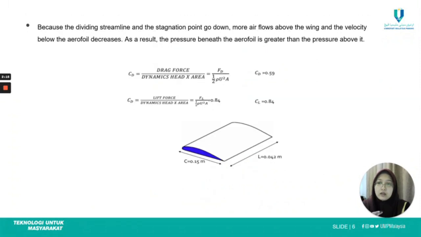Next, because the dividing streamline and the stagnation point go down, more airflow goes above the wing and the velocity below the aerofoil decreases. As a result, the pressure beneath the aerofoil is greater than the pressure above it. This is the equation used for drag force and lift force.